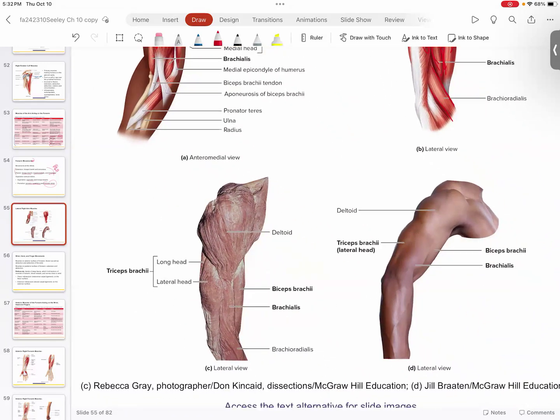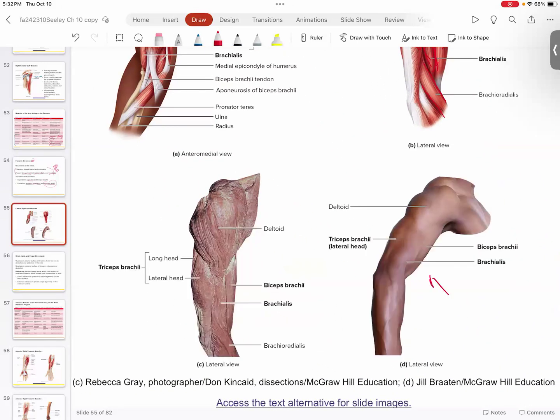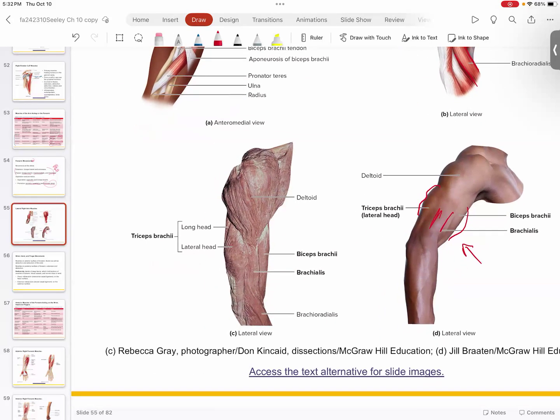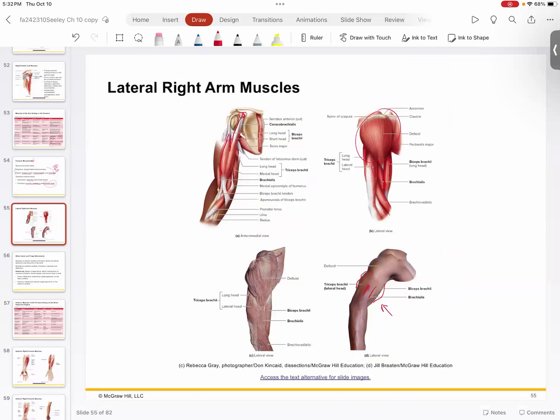And of course, these are the cadaver shots, and then the real person shot. So the brachialis oftentimes is an area you see right here in the middle of the arm. That big bulge in the back of the arm is going to be the triceps. And then, of course, the biceps are the guns, right? So that's the upper arm.